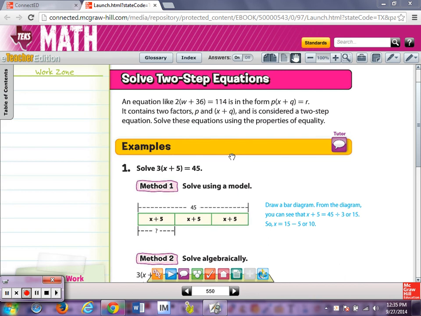All right, we are now in Chapter 7 still, Lesson 5. And the title of this section is Solving Two-Step Equations Using the Distributive Property. Now, I'm going to go ahead and start with these notes on page 550 with our examples. At the top of 550, we have this explanation up here about an equation and the form it comes in.